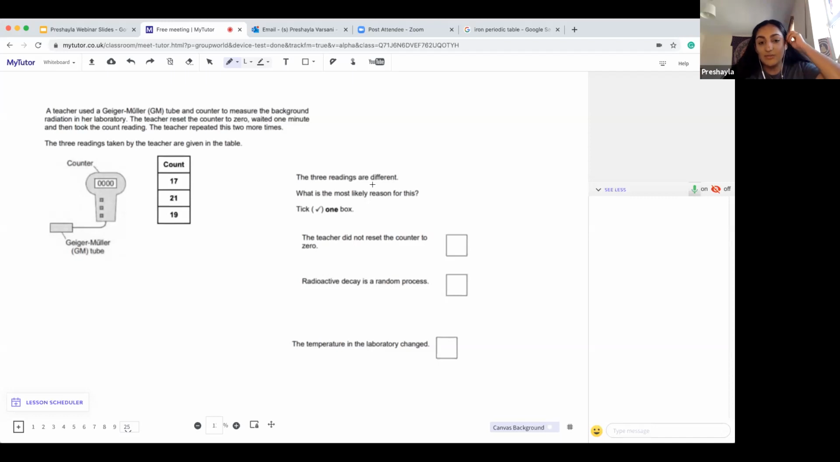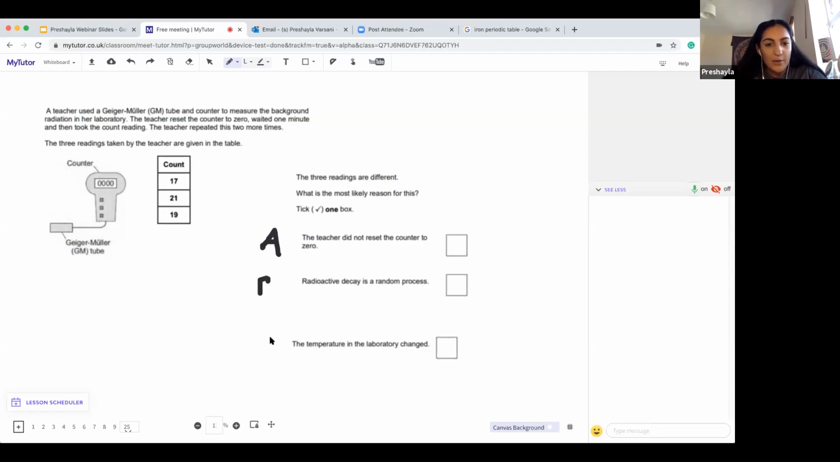Now the readings are different. What is the most likely reason for this? Did the teacher not reset this counter to 0? Did she change the temperature in her laboratory? Or is it the fact that radioactive decay is simply a random process? What do we think? A, B, or C?